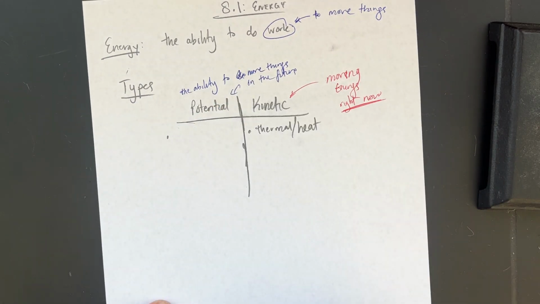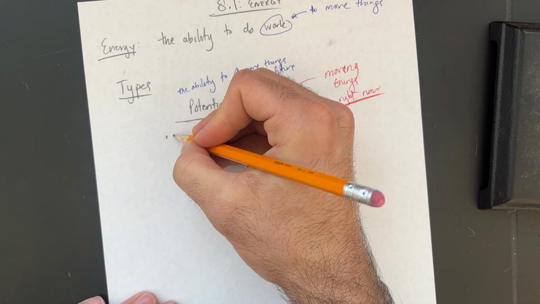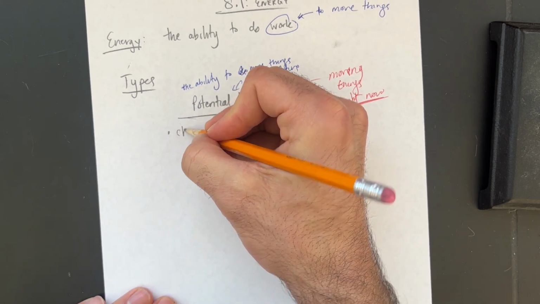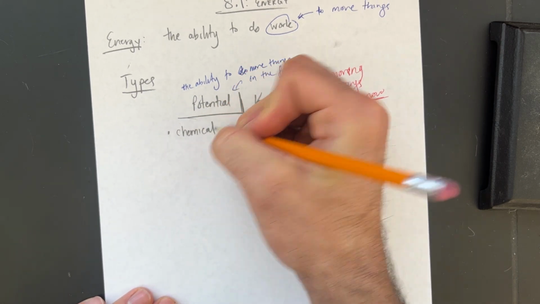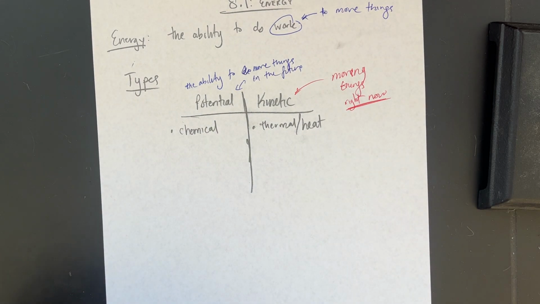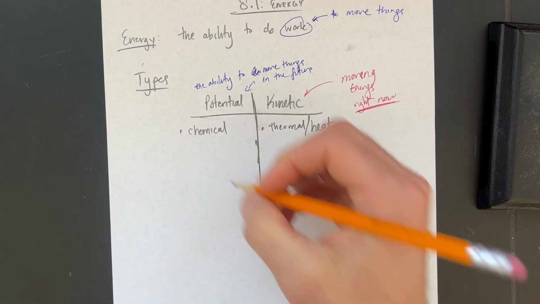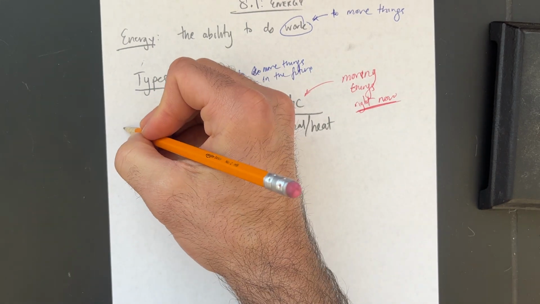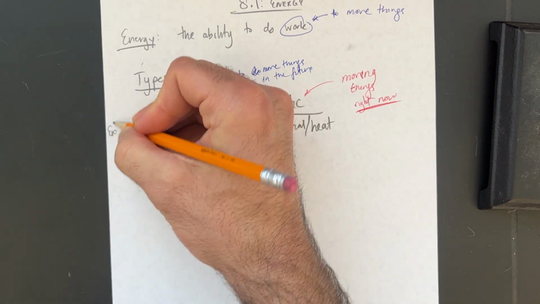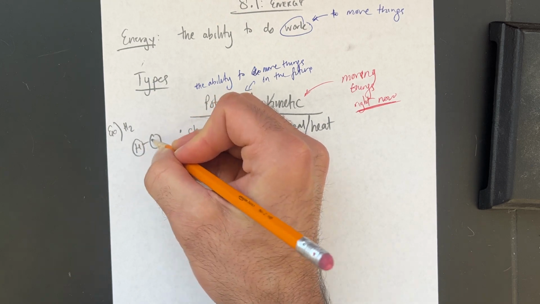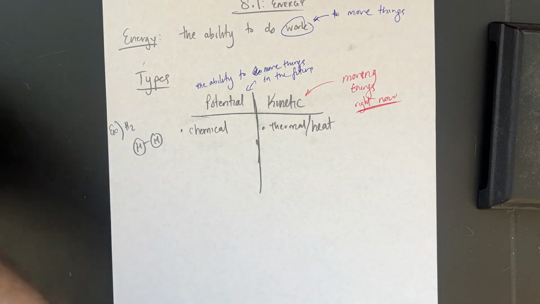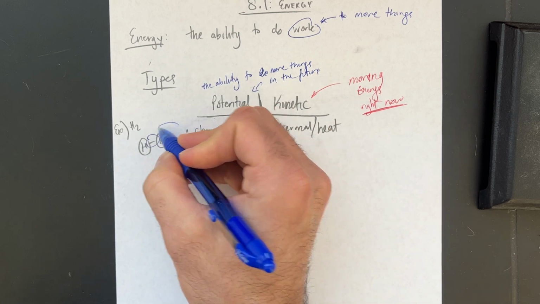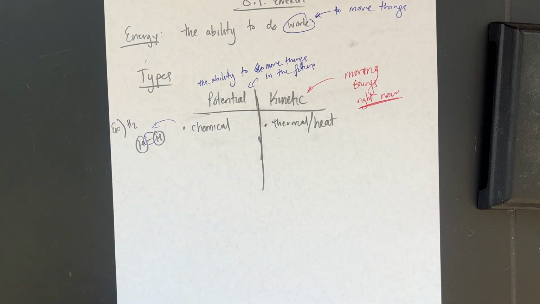Whereas potential includes things like chemical energy. Chemical energy is the energy in bonds of things. So the energy stored in bonds of molecules. So for example, if you have H2, right, that's a hydrogen bonded to another hydrogen, right? There is energy, it turns out, inside of this bond. And so that's what we're talking about when we're talking about chemical.